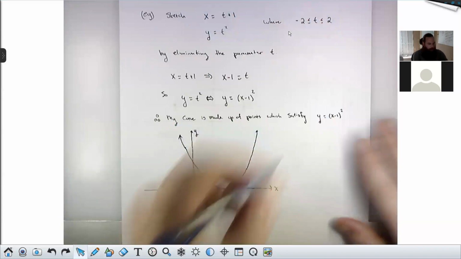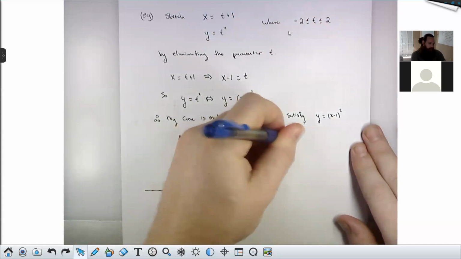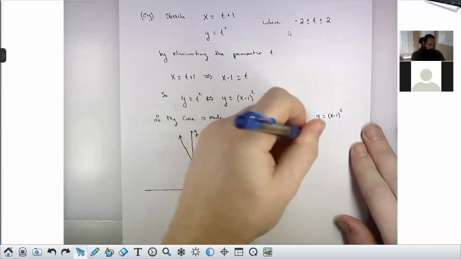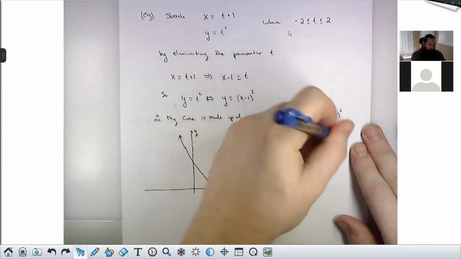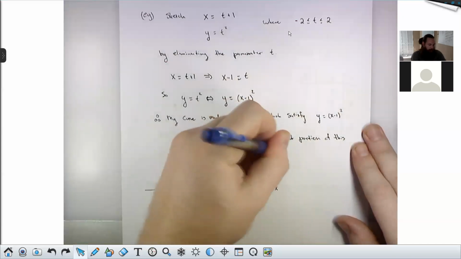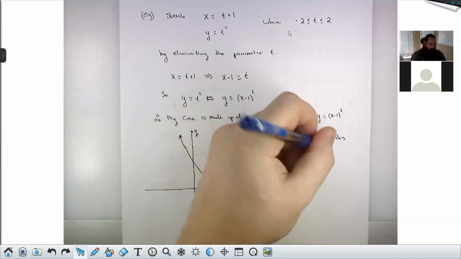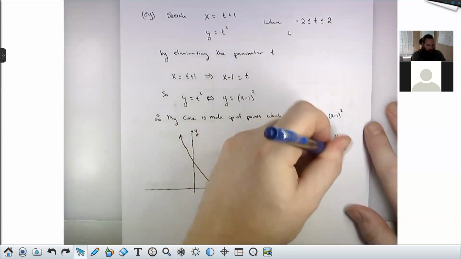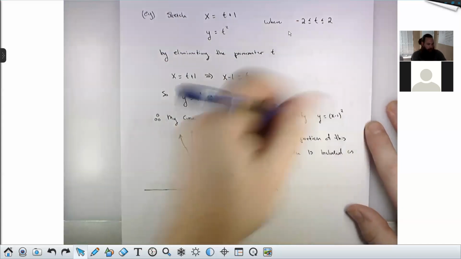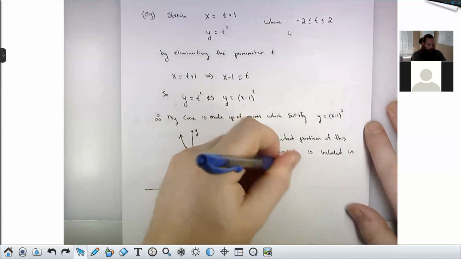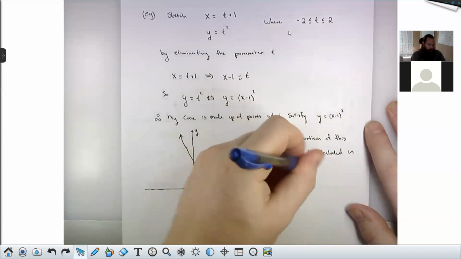So then our question becomes, what portion of this parabola is included as a part of my parametric curve?